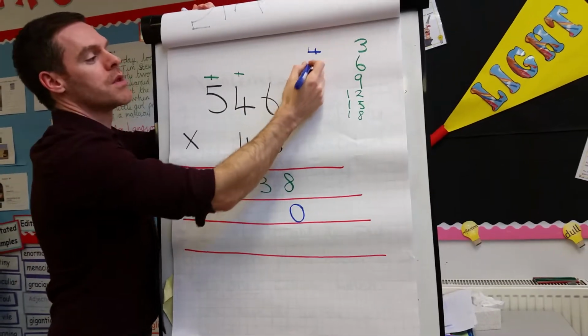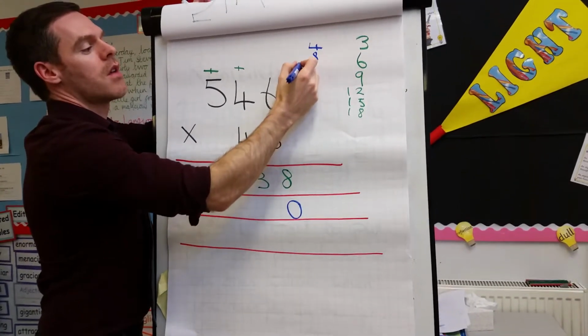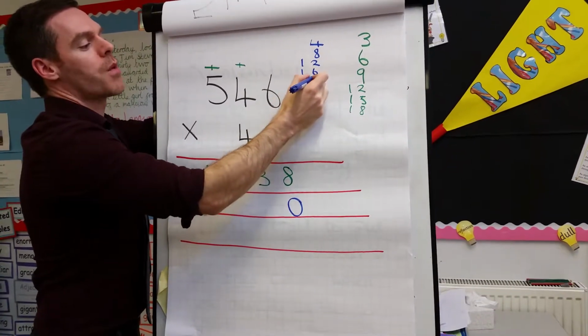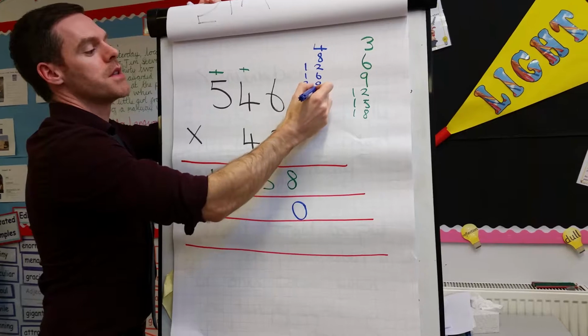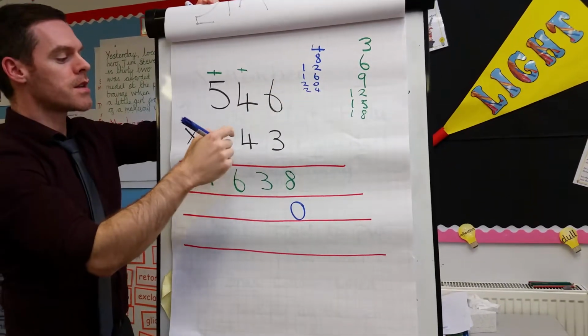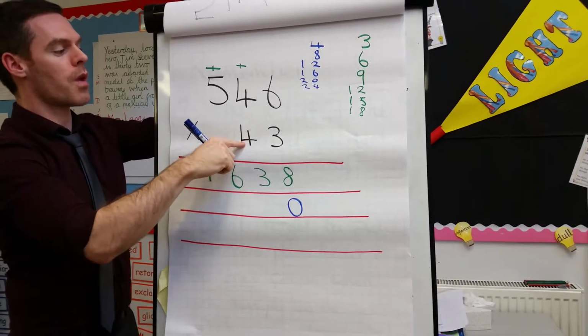So 1 group of 4 is 4. 2 groups 8, 3 groups 12, 4 groups 16, 5 groups 20, and 6 groups 24. 1, 2, 3, 4, 5, 6. Okay? So 6 groups of 4 is 24.